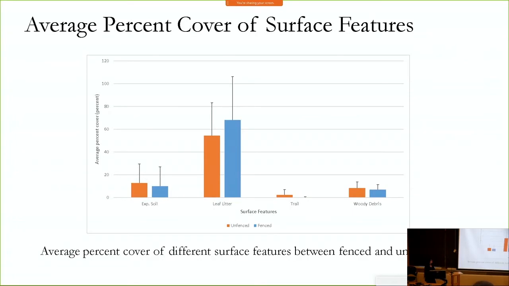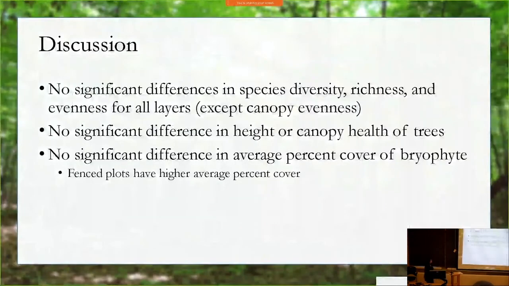Lastly, I decided to look at the surface features, and here you see that you have higher leaf litter in fenced compared to the unfenced. You have higher exposed soil in the fenced compared to the unfenced, and so on. Again, these are not significantly different, but these are features that are currently available in these fenced versus unfenced plots.